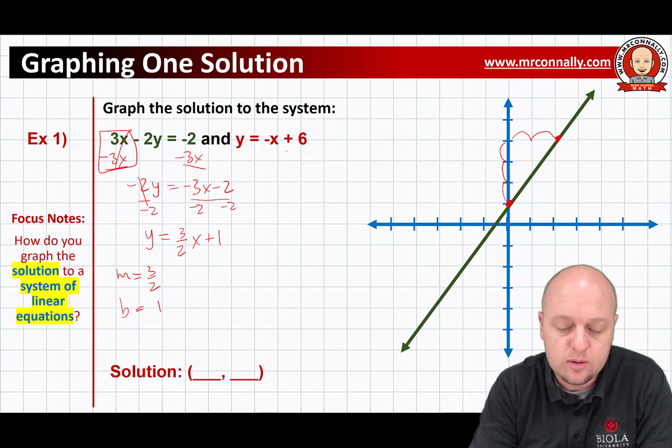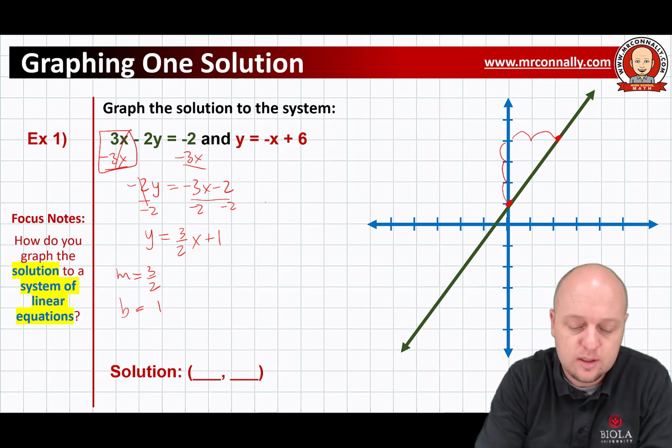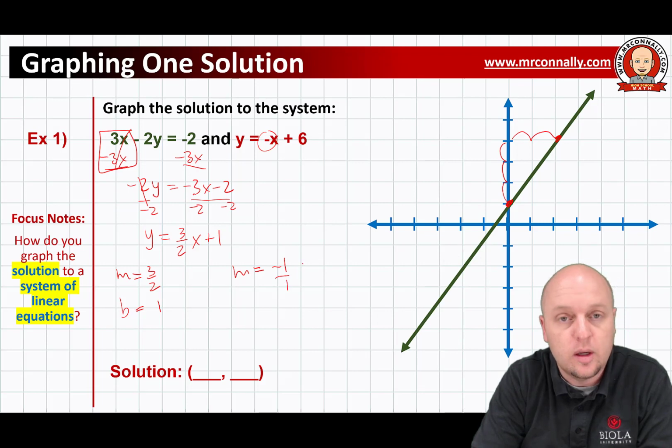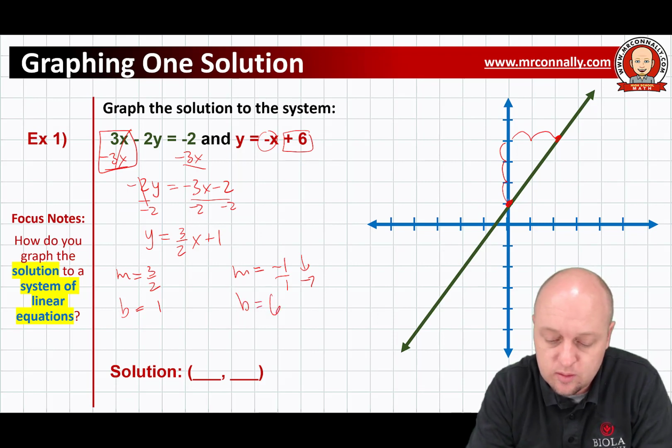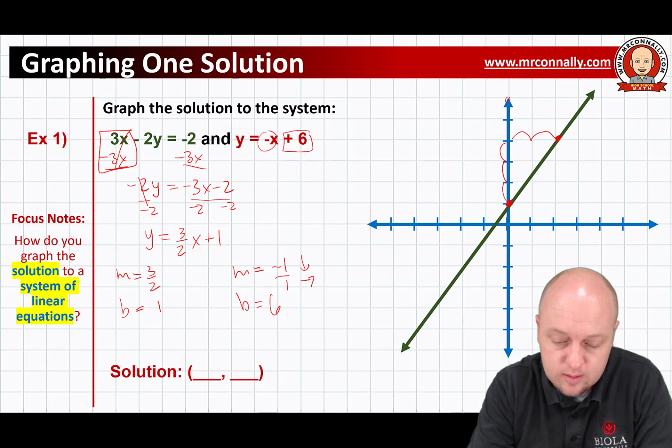And now I've got y equals negative x plus 6. This is easier because we know the slope is going to be negative 1. So that means we're going to go down 1 and right 1. And then our y-intercept is going to be 6. So I'm going to go up to 6. 1, 2, 3, 4, 5, 6. It's way up here, and then I'm going to go down 1, right 1, down 1, right 1.